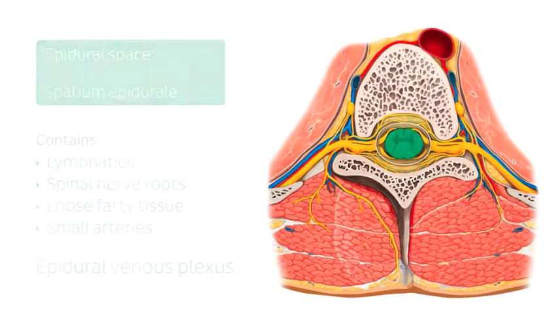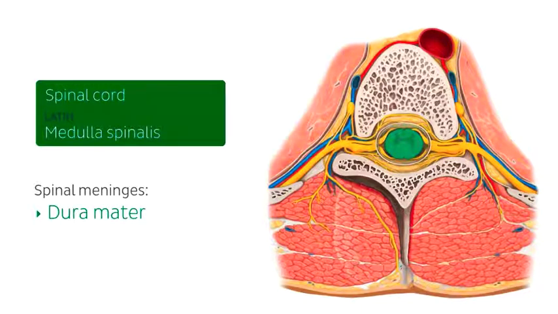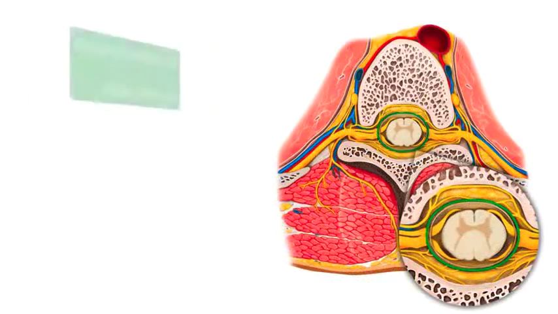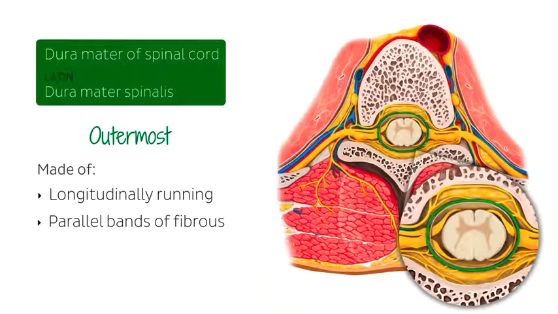Now back to the highlight here of the spinal cord, to say that the spinal cord is protected by 3 layers of tissue called the spinal meninges, which surround the canal. They include the dura mater, the arachnoid, and the pia mater. Let's look at each of these meningeal layers, beginning first with the outermost, the dura mater. This is the strongest of the 3 layers of the meninges and is made up of longitudinal running parallel bands of fibrous and elastic tissue.